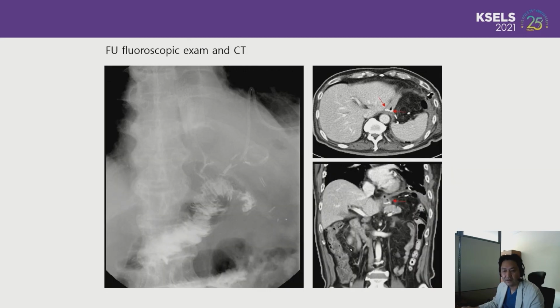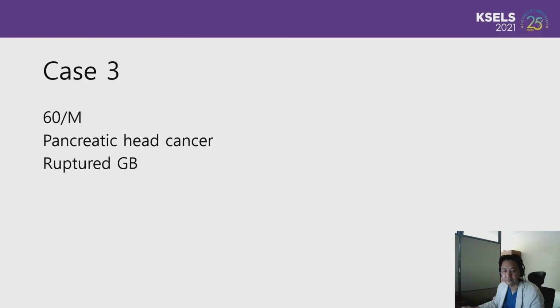This is a 1 month follow-up image after Foley catheter removal. We can see the complete regression of abscess pocket and no more leakage. Third case, a 60-year-old male suffered from pancreatic head cancer and ruptured GB. Note that this case is our failed case for treatment with Foley catheter.